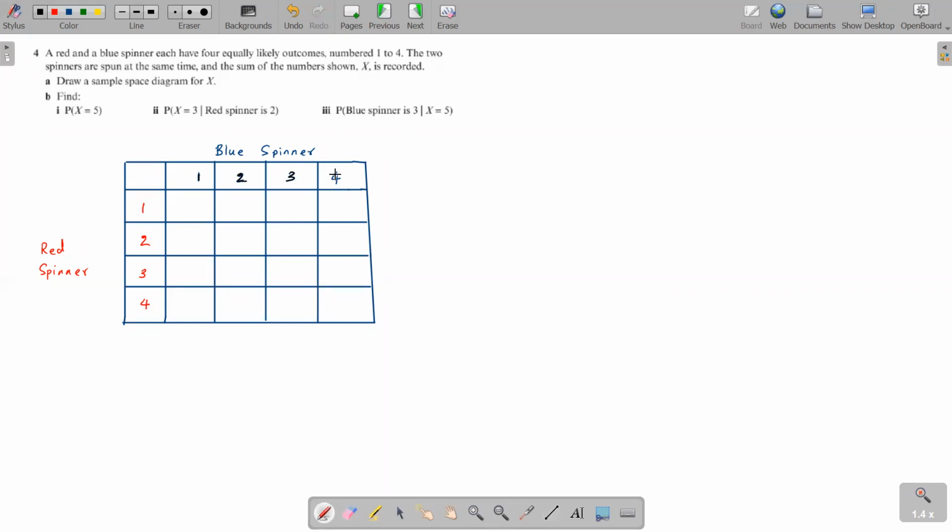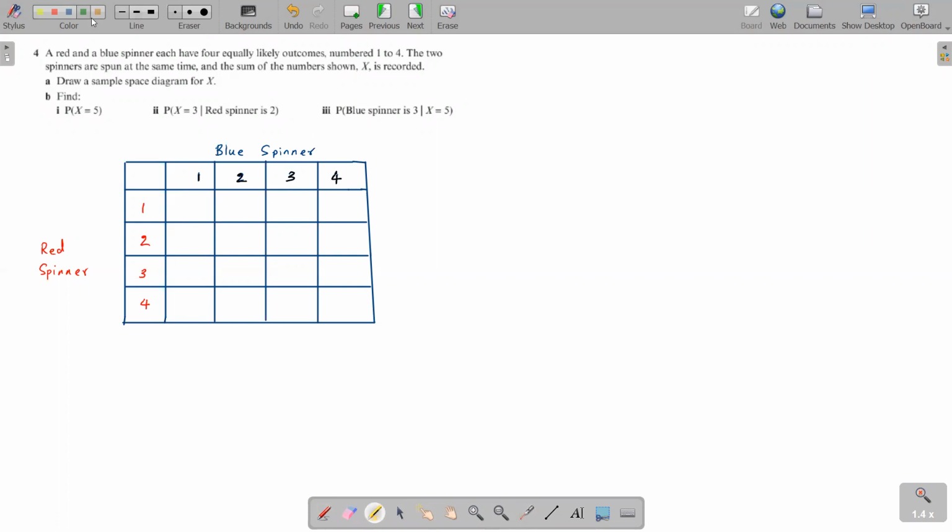So what are they saying about the outcome? What we consider is the total. X is the sum of the numbers. Over here, the first outcome is if the blue spinner shows 1 and the red spinner shows 1. Our variable is the total, because the sum of the numbers is what we are interested in.